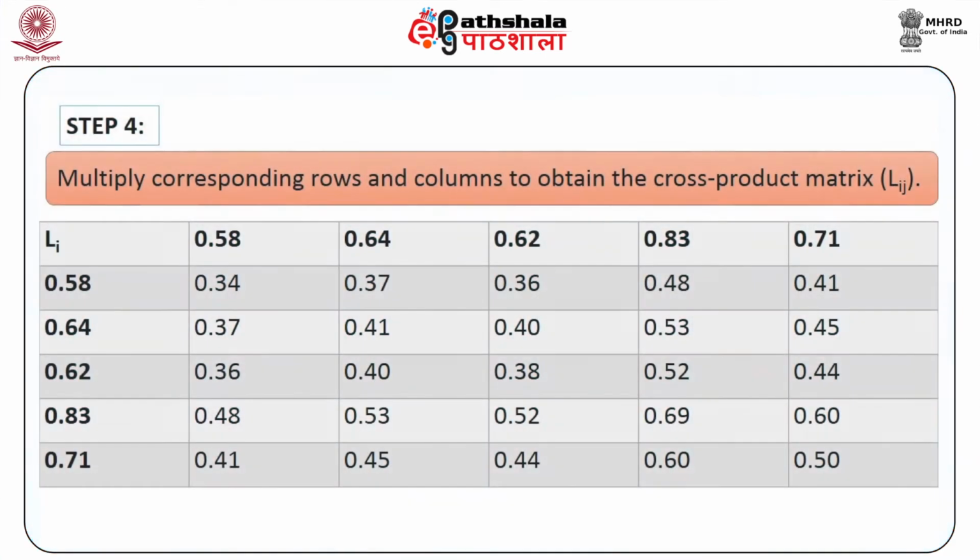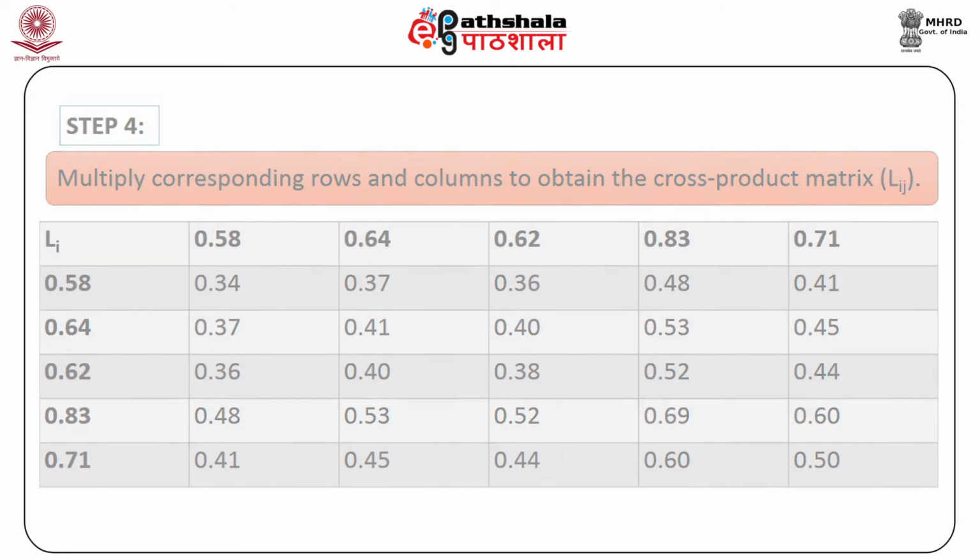The next step is to obtain the second factor loadings. One has to find the cross product matrix. List all the first factor loadings on the horizontal and vertical side of a table. Multiply corresponding rows and columns to obtain the cross product matrix Lij, which is shown in the table. We find that when we multiply the first factor loadings with the others, this is the result that we obtain.